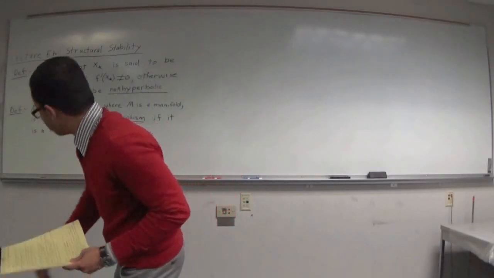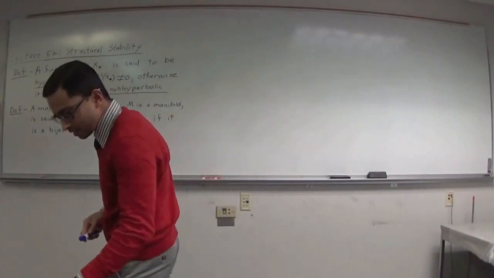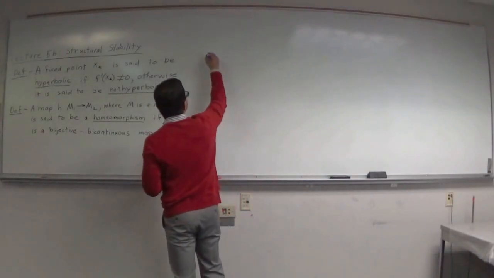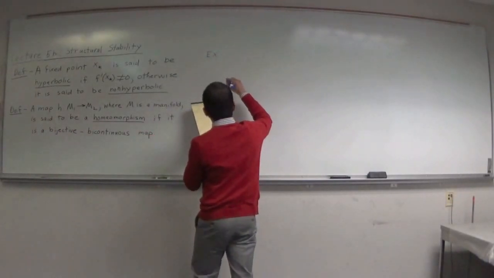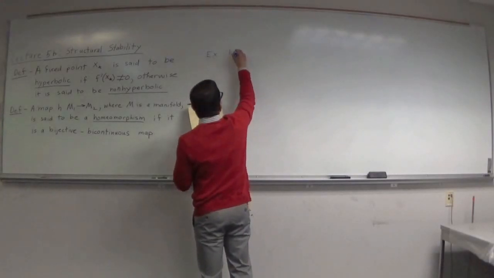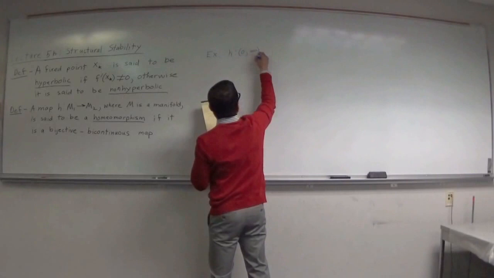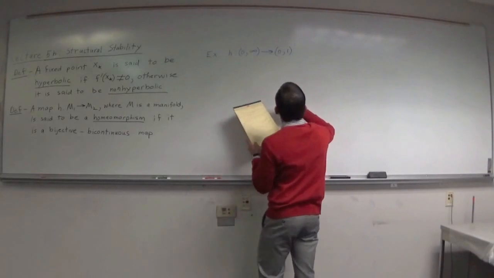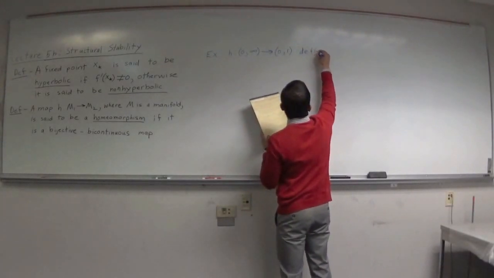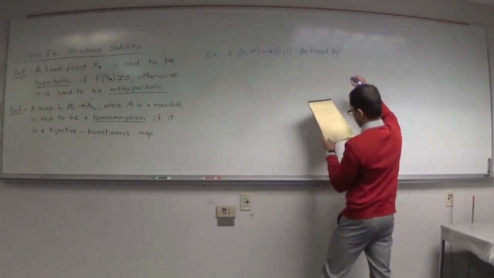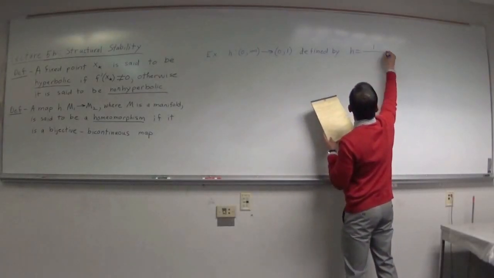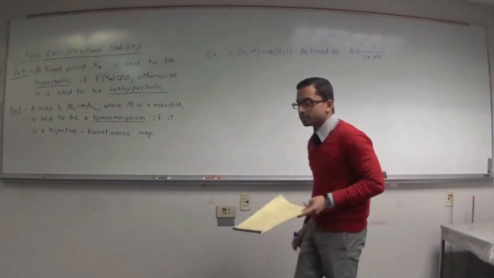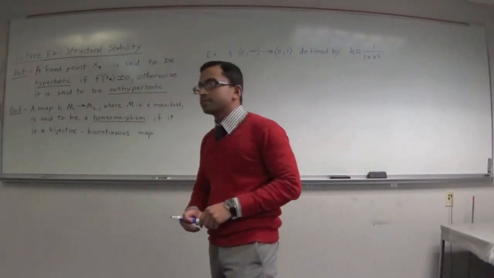Okay, so let's do an example of a homeomorphism. So consider this. And let's try to prove that this is a homeomorphism. H going from the positive reals to the interval 0, 1, defined by H equals 1 over 1 plus x squared. So let's try to prove that this is a homeomorphism.